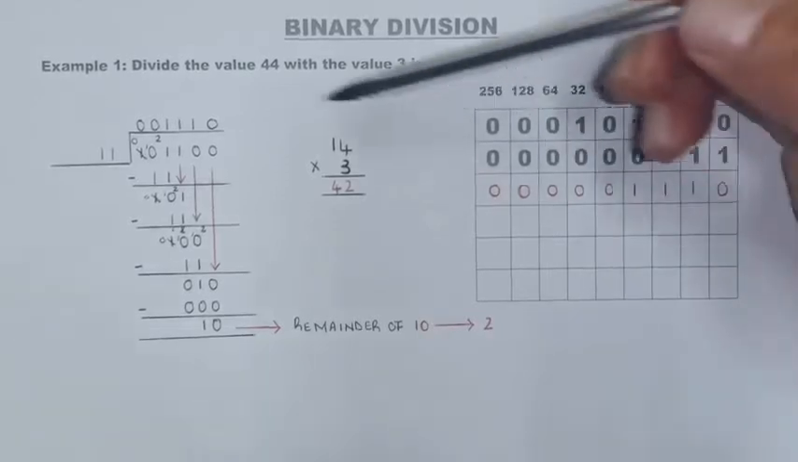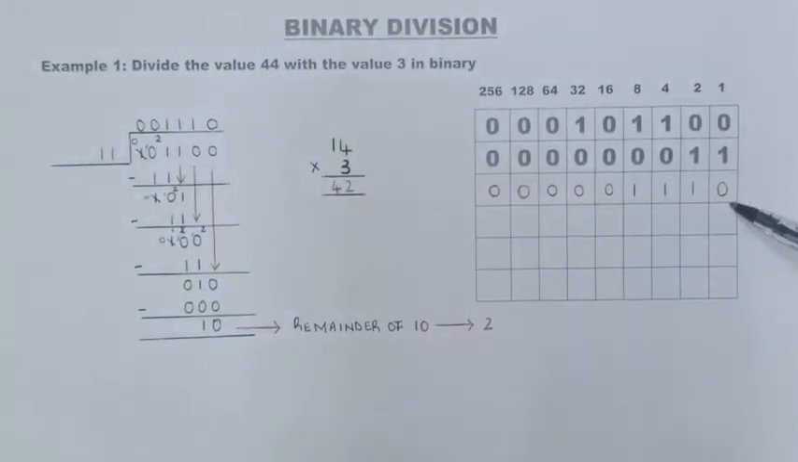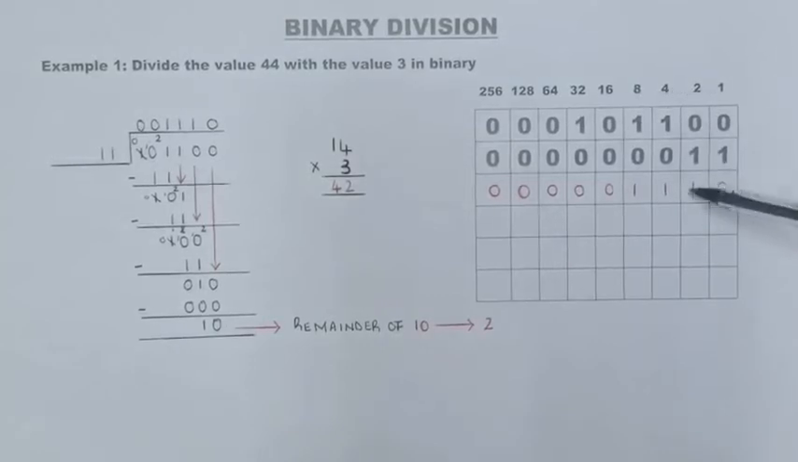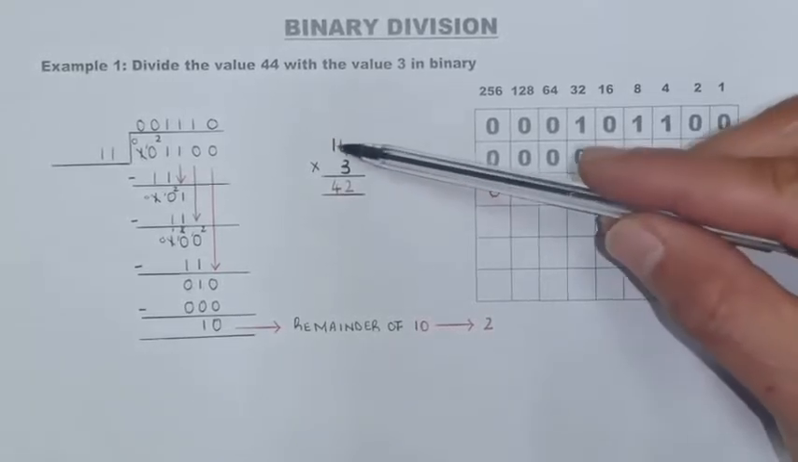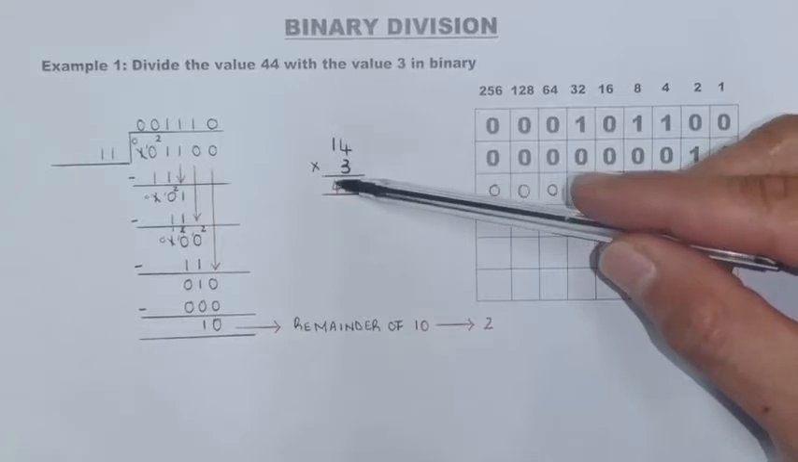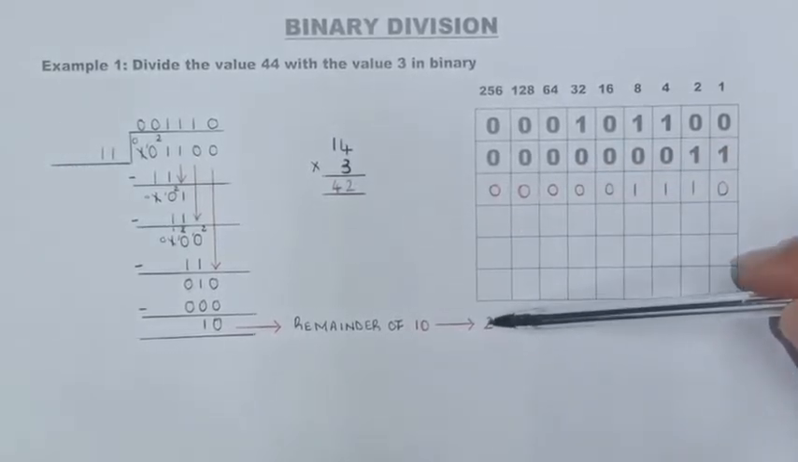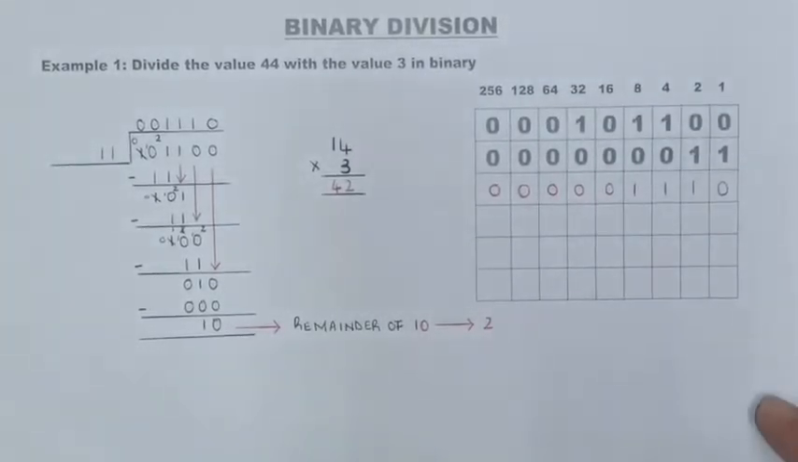So what you do then is take that value and put it into your code system. There you can see that 8 plus 4 plus 2 gives me 14. To check if you're correct, you say that 14 multiplied by 3 gives me 42, and 42 plus the remainder of 2 which I have left here gives me 44 at the end of the day. And that is how you know that your calculation is correct.